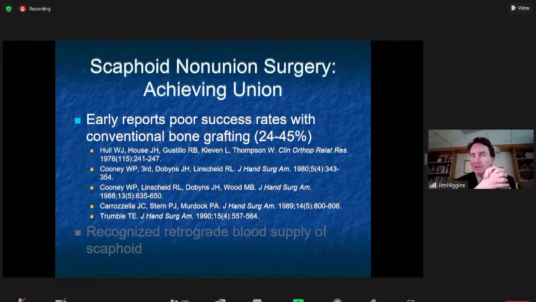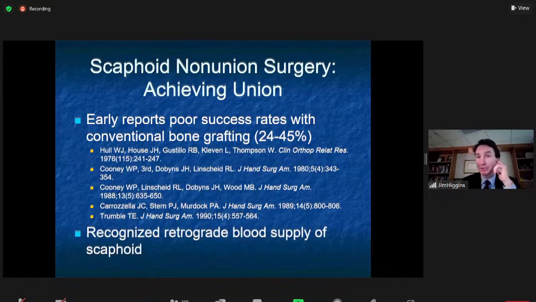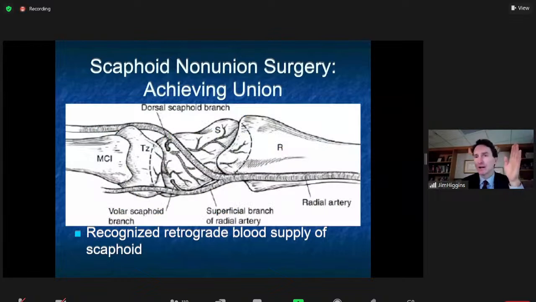And I'm going to populate these slides with a number of different articles if you ever wanted to see them or look them up. But this was the trend at this time period. You can see the dates on these articles, in the 70s, 80s. And it was felt that this was primarily because of the retrograde blood supply. And we all understand this concept of retrograde blood supply, and we teach this to our fellows and to our residents and registrars. And this is thought to be the reason this is a problematic bone. And it likely is, although it becomes a very difficult, multifaceted issue. We know that a waist fracture and a waist nonunion are both better than proximal pole fractures or proximal pole nonunions.